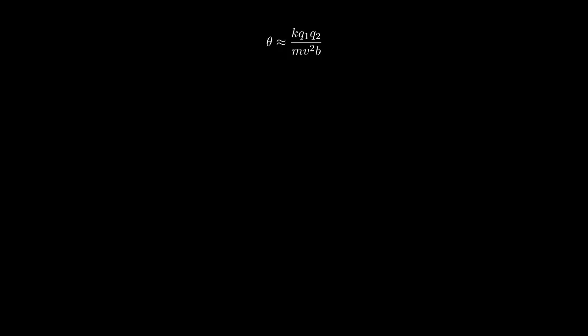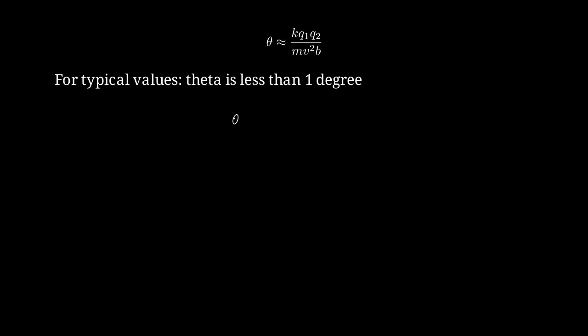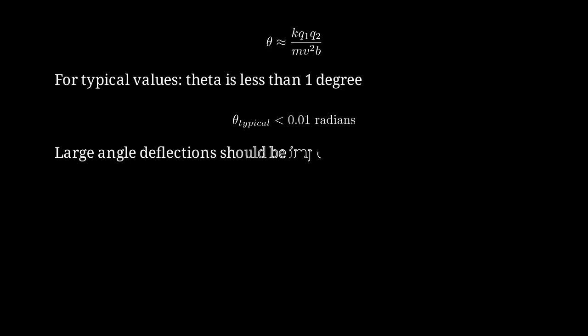The scattering angle theta is approximately K Q1 Q2 divided by m v squared b, where b is the impact parameter, the distance of closest approach. When you plug in typical values for the mass and velocity of alpha particles, you find deflection angles of much less than 1 degree. We're talking about deflections of less than 0.01 radians, which is less than 1 degree. And here's the key prediction. Deflections larger than 90 degrees should be essentially impossible. The probability should be vanishingly small.